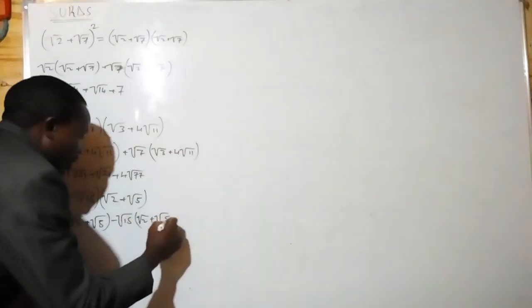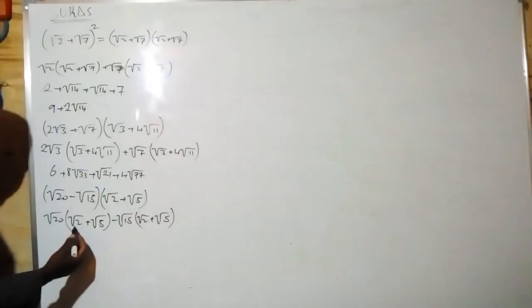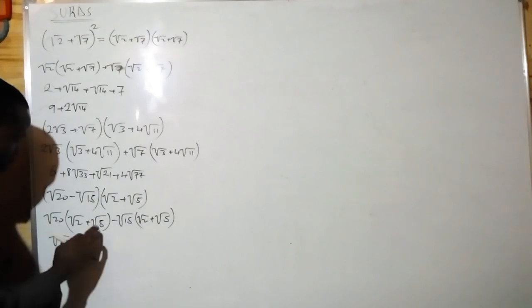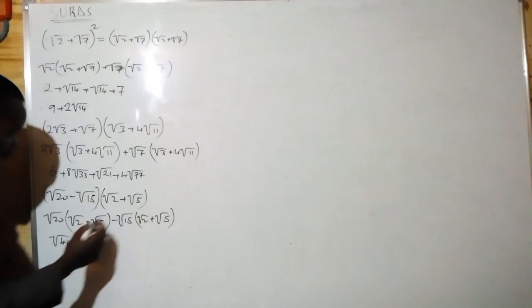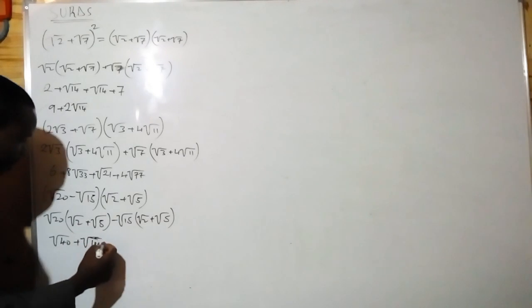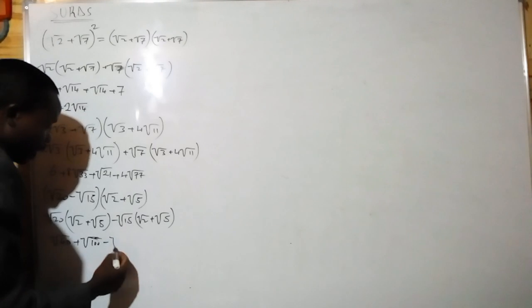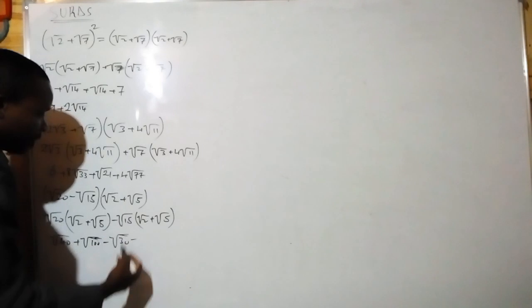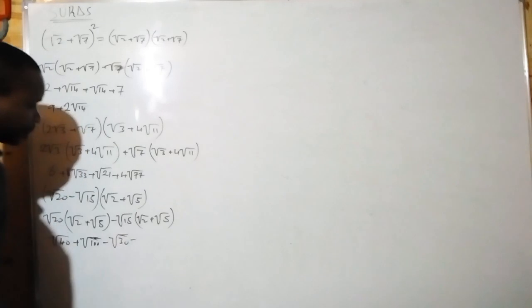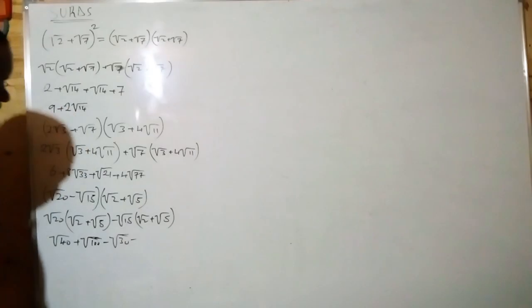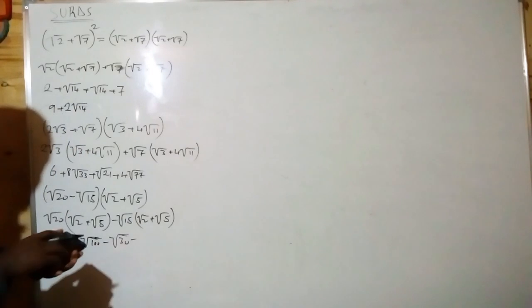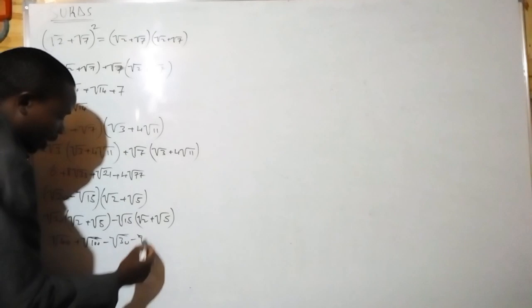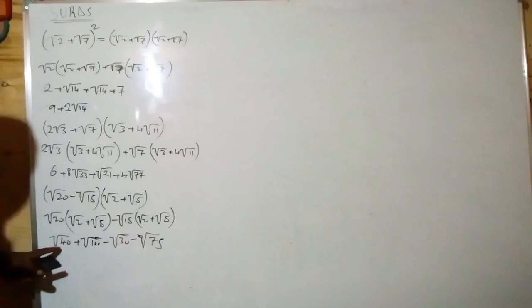We expand. Root 20, root 2 is supposed to be root 40, plus root 20, root 5, root 100. Minus root 15, root 2 supposed to be root 30, negative, positive, negative. Root 15, root 5 supposed to be root 75. 15 times 5, root 75. Then 40 we can reduce.